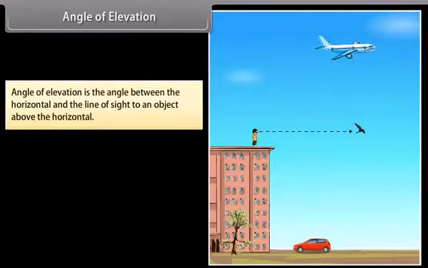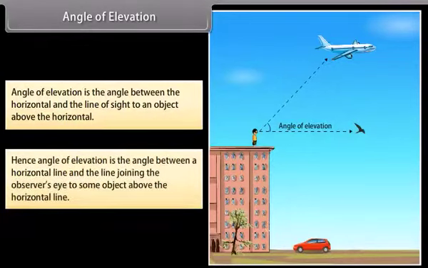The observer must raise his eyes to see the airplane which is in the slanting line. This line is also called the line of sight. The angle formed between the two lines is called the angle of elevation. Hence, angle of elevation is the angle between a horizontal line and the line joining the observer's eye to some object above the horizontal line.